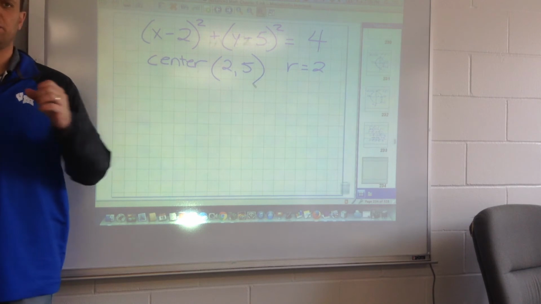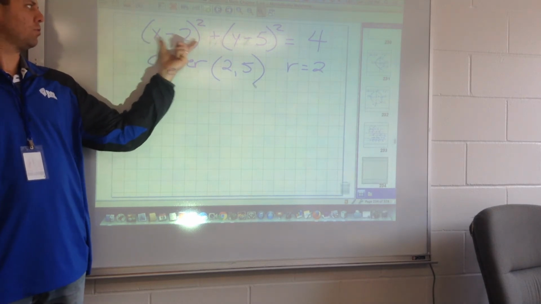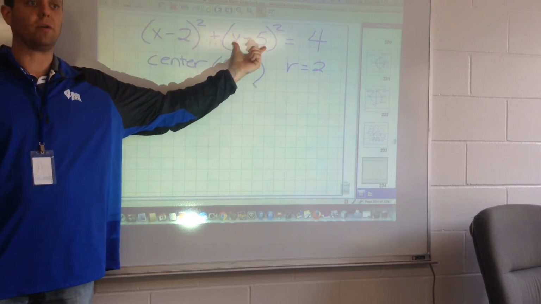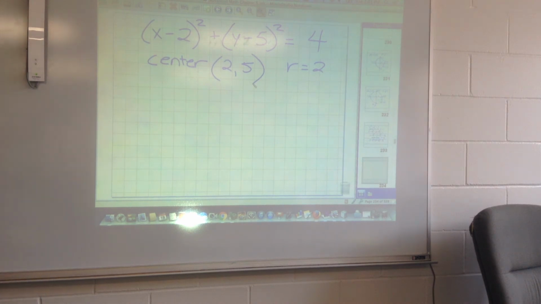Those are the values that would essentially get you back to the origin if you think about it. Back to square one, kind of. You can think of it that way. What value of x would give me a 0 here? Positive 2. What value of y would give me a 0 here? Positive 5. So my center is at 2, 5 in this instance.